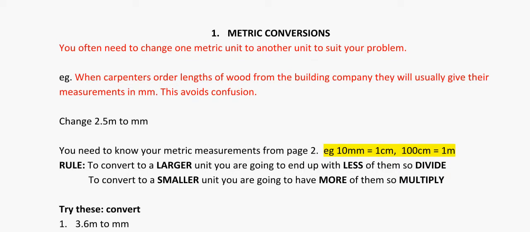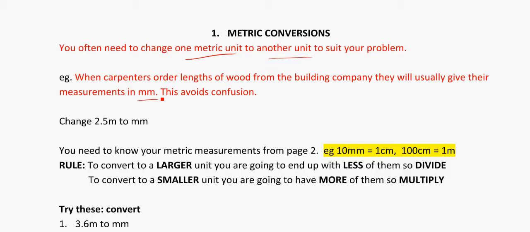Welcome to the unit on measurement with area and volume. In our first lesson, we're going to make sure that you know the metric conversions, and you often need to change one metric unit to another to suit whatever problem you're doing. I know when carpenters order lengths of wood from building companies, they'll usually give their measurements in millimetres to avoid confusion, and so often they're changing meters to millimeters and so forth.